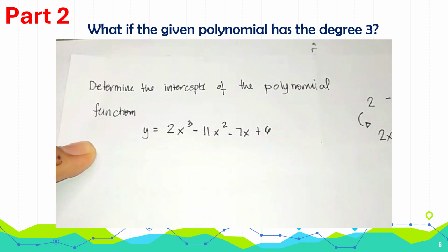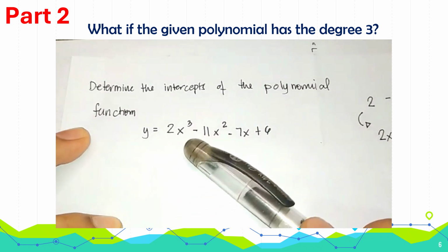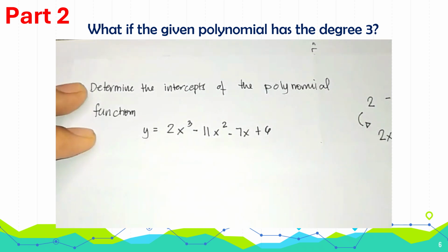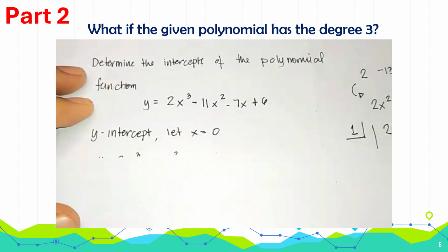Now determine the intercepts of the polynomial function. What if it's not factored out and it has a degree of 3? So let's do it properly. What I did here is, first, I determine the y-intercept.